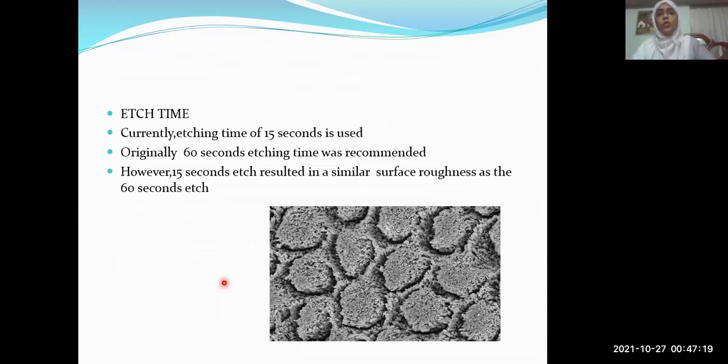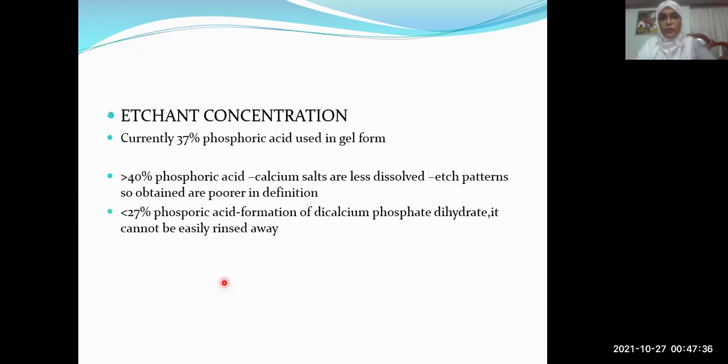So how long do you etch? Currently the etching time is 15 seconds. Initially it was 60 seconds, but now we know that 15 seconds is more than enough to create a roughened surface in the enamel. And what concentration do we use? It is 37% phosphoric acid.